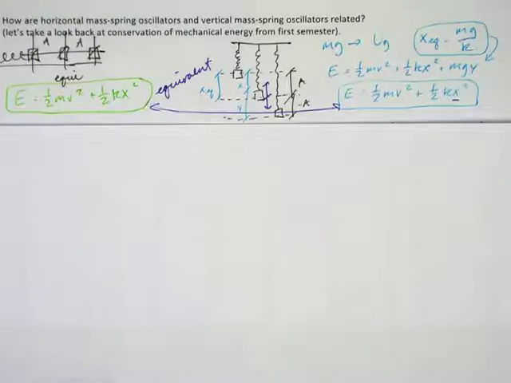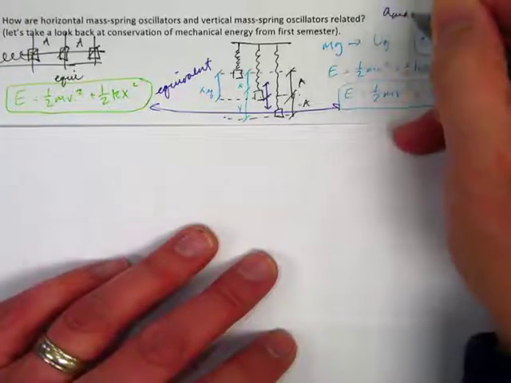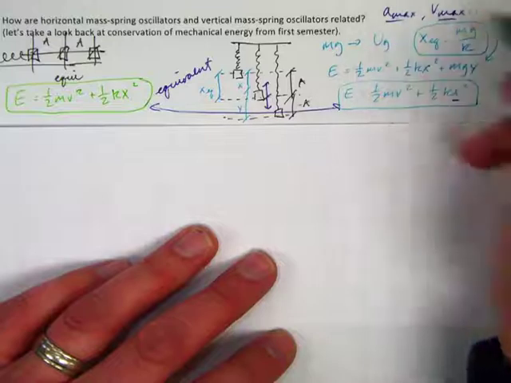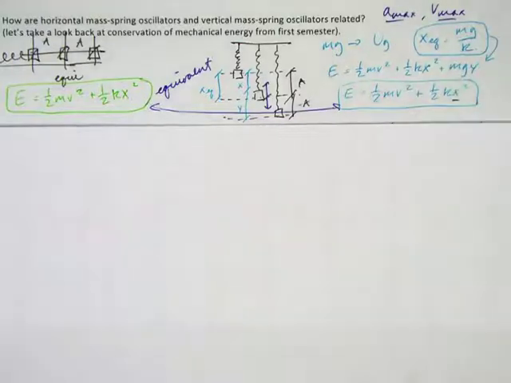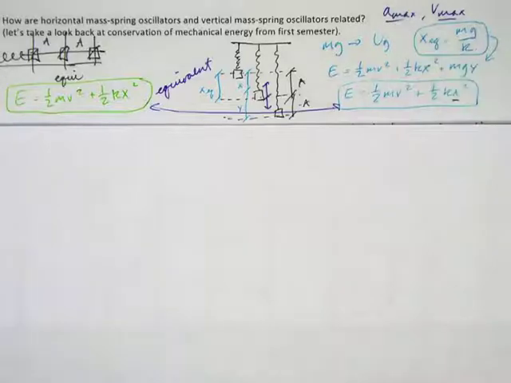oscillators. And later on in a couple videos, we're going to derive A max and V max, the maximum acceleration and maximum velocity for a mass spring oscillator. And it doesn't matter if I have a vertical or horizontal. These are going to be the same two values. We're going to be able to calculate those values in the same way.